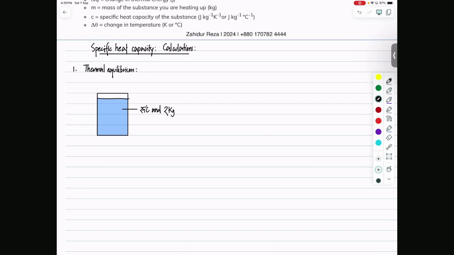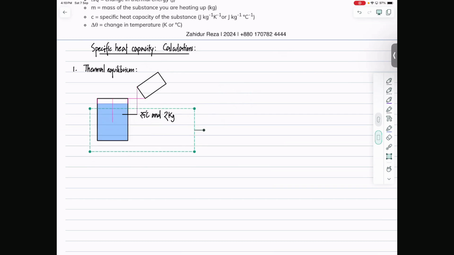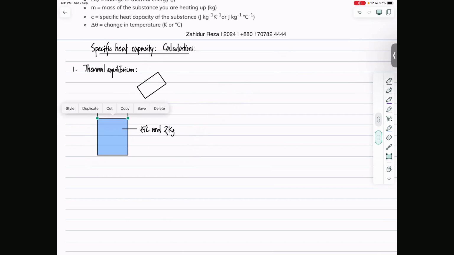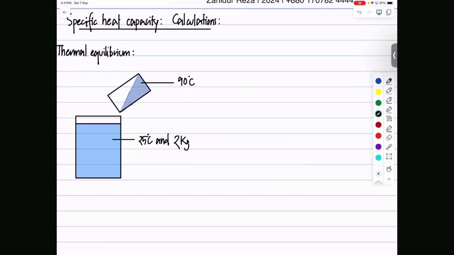Now what we're going to do is pour another liquid into this container, and that liquid is obviously at a different temperature. What you need to figure out is the final temperature of the mixture. So I'll take this liquid that's in this container and pour it into the other container. This liquid is at a higher temperature. Same liquid, they're both water, by the way. This one is at 90 degrees Celsius, so this is 90 degrees Celsius water, almost boiling, and 400 grams of liquid.